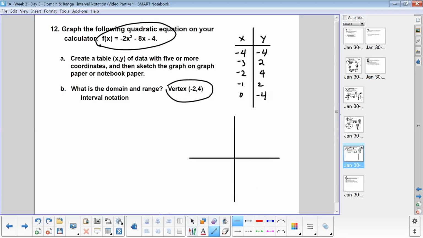We're going to sketch that. And we'll plot -4, -4. So 1, 2, 3, 4 in the negative. 1, 2, 3, 4 in the negative. So -4, -4 would be right here. -3, 2: 1, 2, 3 in the negative, 2 in the positive. -2, 4: 1, 2, 3, 4 is where it's going to peak. -1, 2, and 0, 1, 2, 3, 4. So the graph should look something like this.